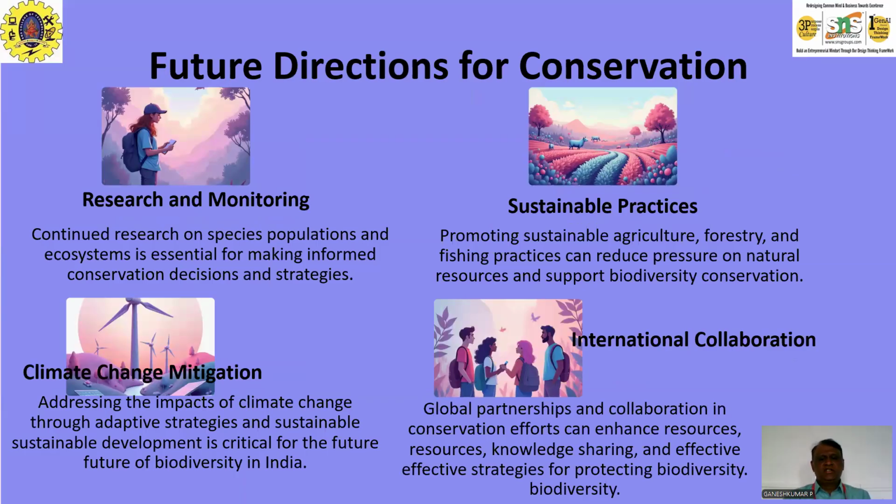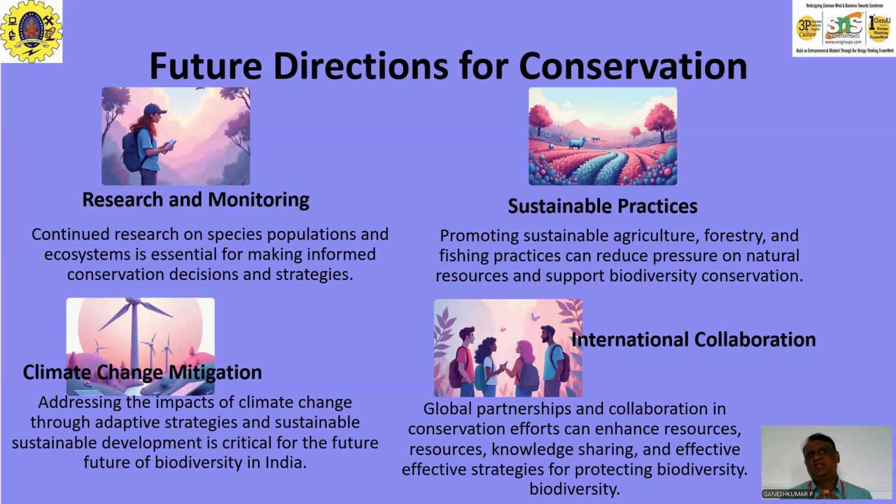The future direction of conservation: how do we take this forward? One is research and monitoring, the others are sustainable practices, climate change mitigation, and international collaboration. Continued research on species populations and ecosystems is essential for making informed conservation decisions and strategies. Sustainable practices in forestry, agriculture, and fishing should all be implemented so that species and community populations can be preserved.